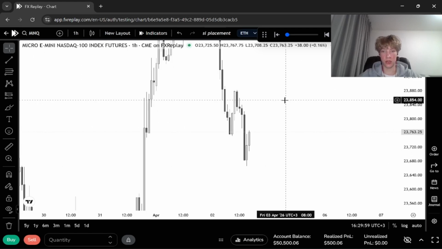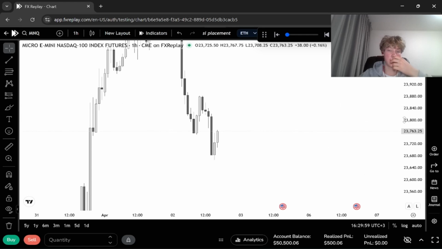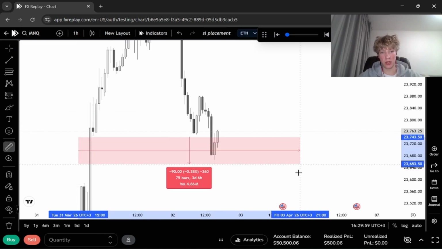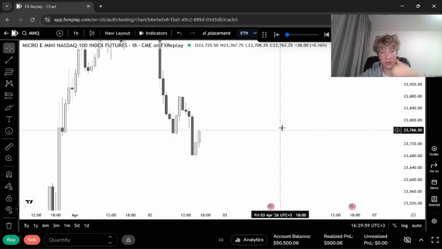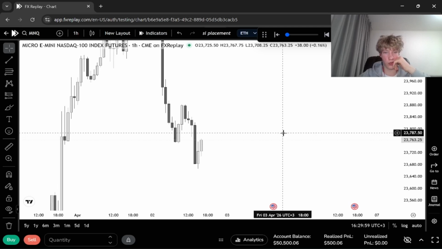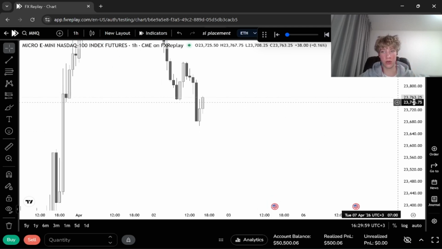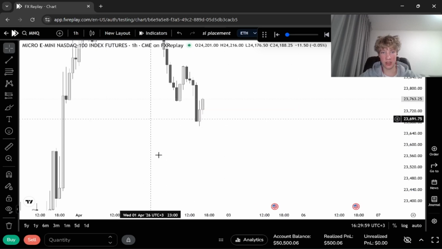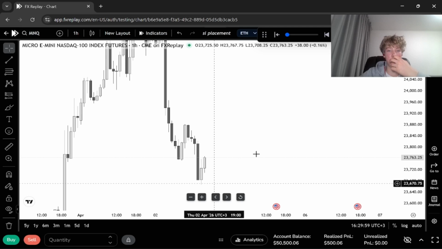I also want to concentrate more on my daily bias, because on Monday I took a really bad trade and I wasn't following my daily bias. So right now I would want to be looking for longs, because we don't have any resting liquidity inside here that we want to sweep out.